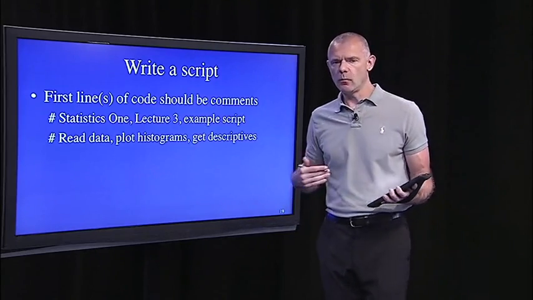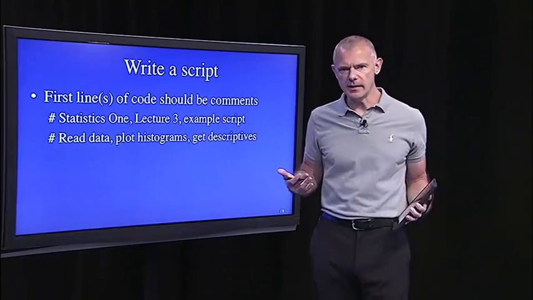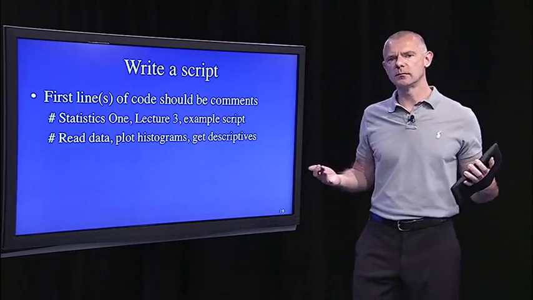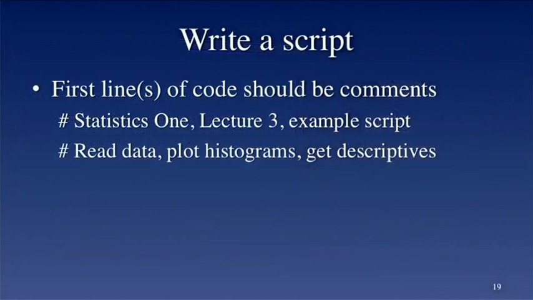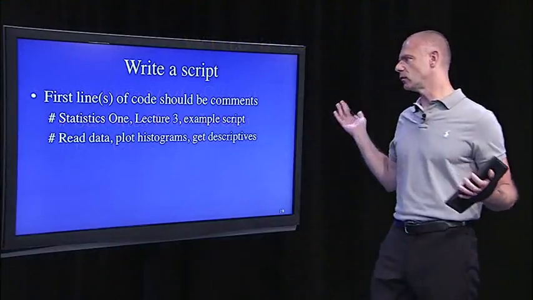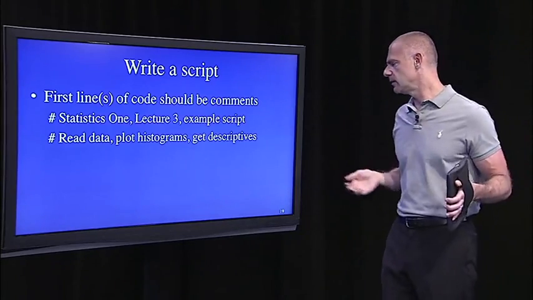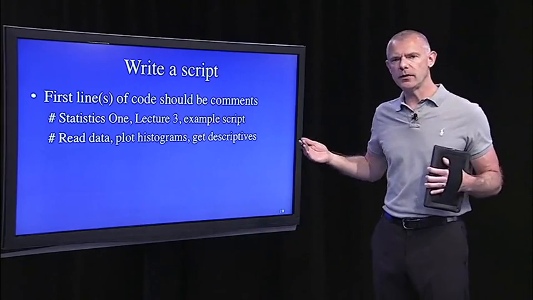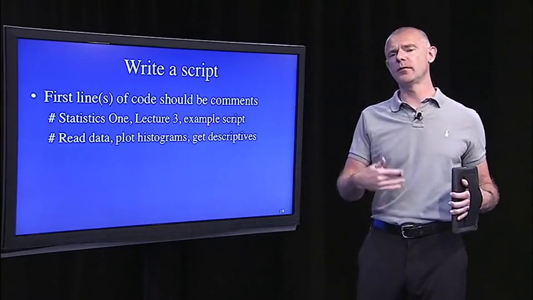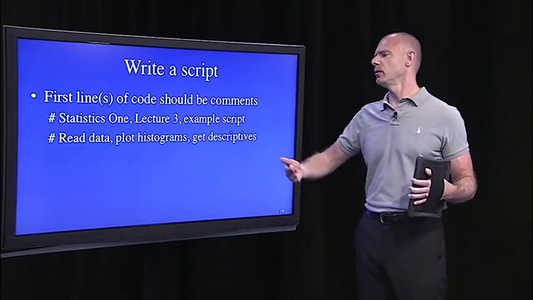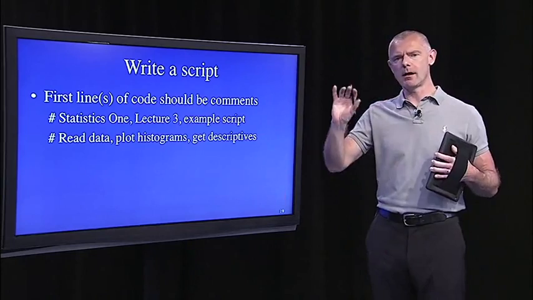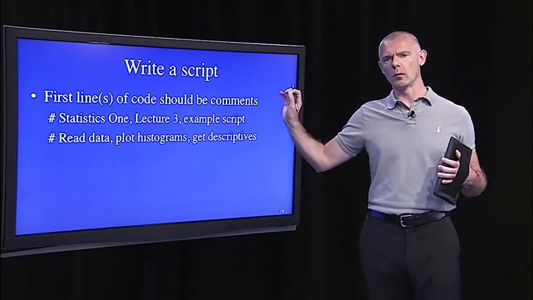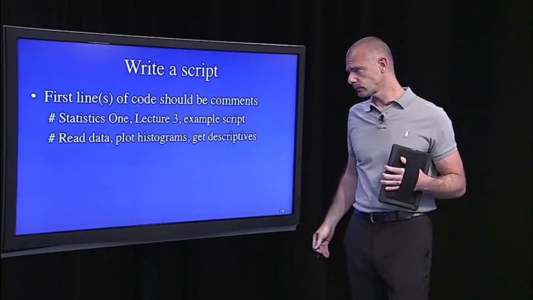What I like to do at the beginning of any script is just start with some comments. Remember, the pound sign says everything that follows is just a comment, so R is going to ignore it. This is just for our purposes. So at the beginning of the script, I just wrote Statistics 1, Lecture 3, Example Script. This is a good thing for you to do at the beginning of your script for your homework assignment. So for example, you could have pound sign, Coursera, Statistics 1, Homework 1, maybe the date at the top.